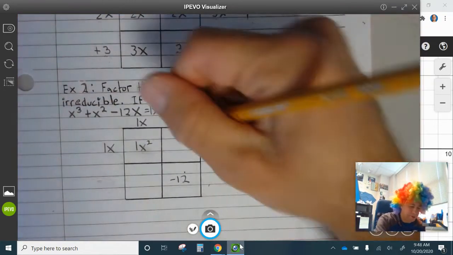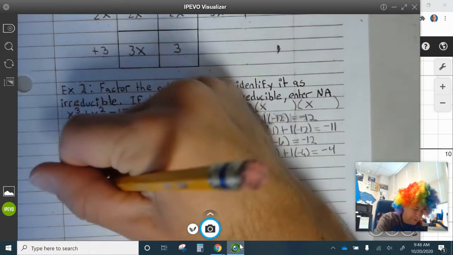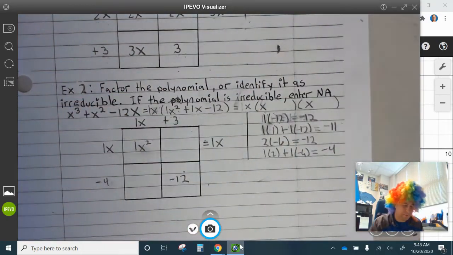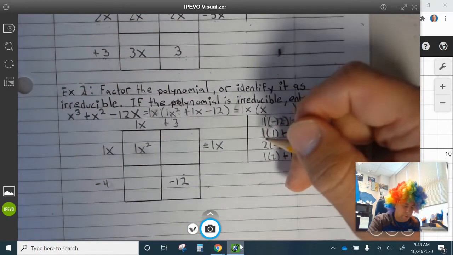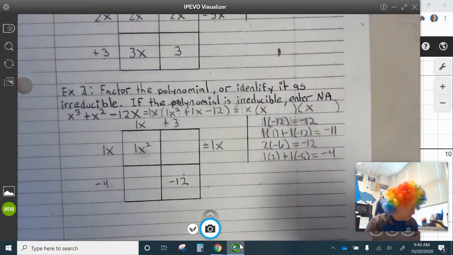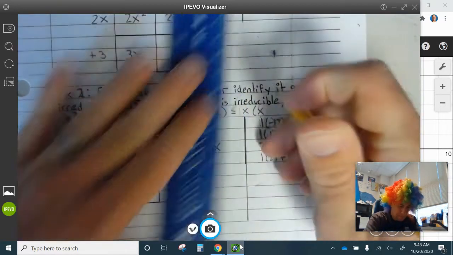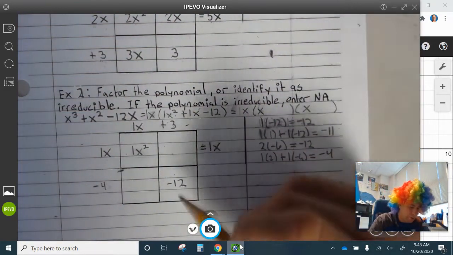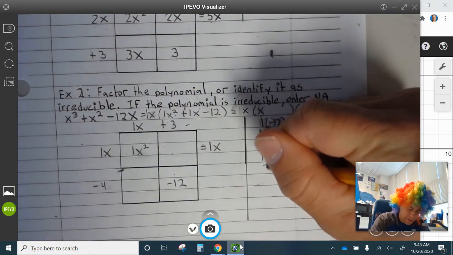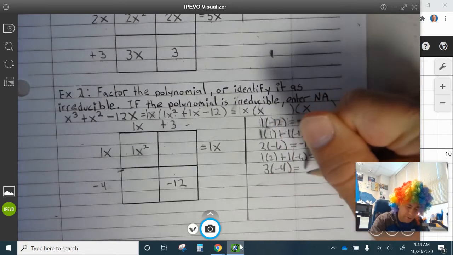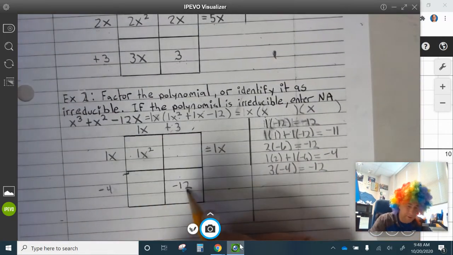Okay? So now let's try plus 3 times negative 4. Well, first off, we know that 3 times negative 4 is negative 12, so that's okay. So this times this gives us that.